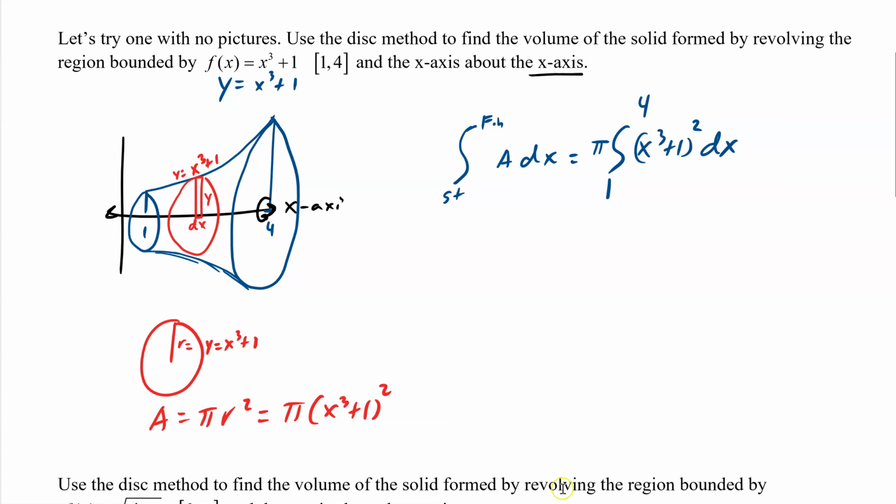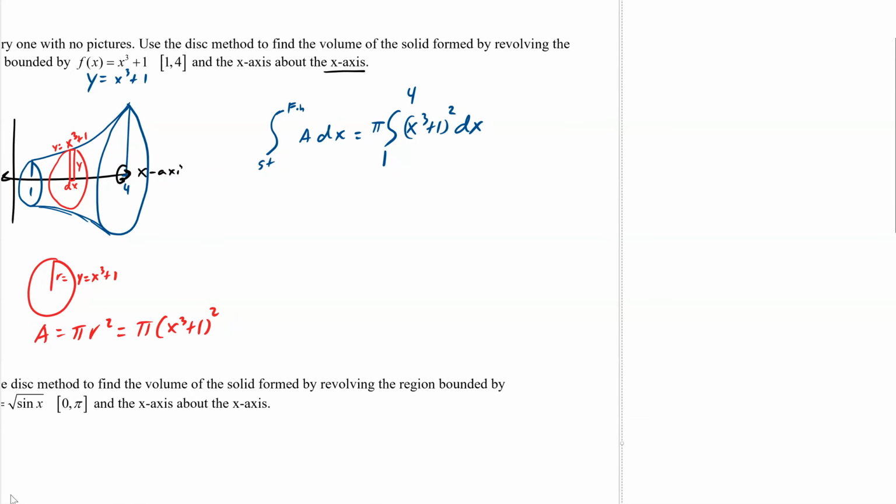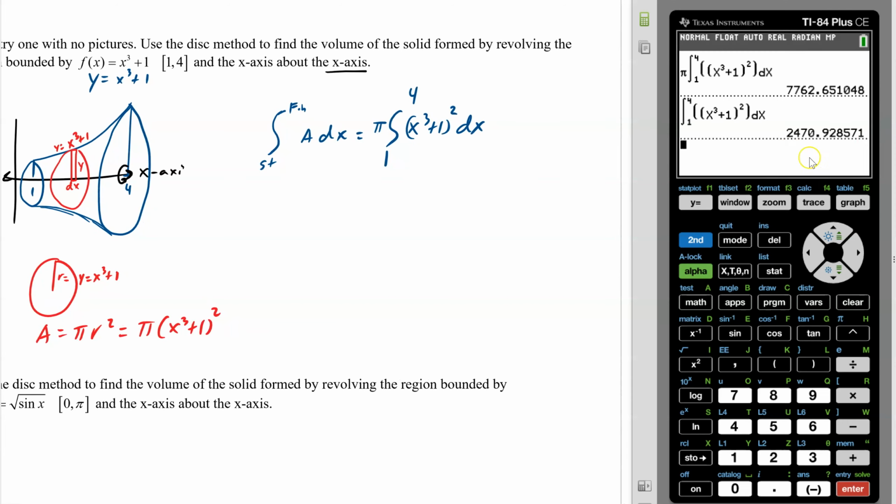And now we just plug that in our calculator and we have an answer. So it'd be 2470.93 pi, which is already horrible, so we're just going to use that one. 7762.65.